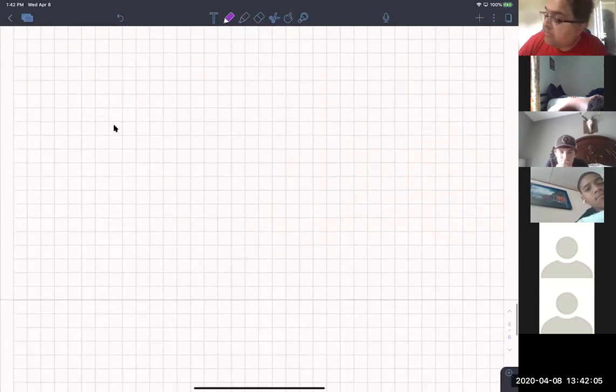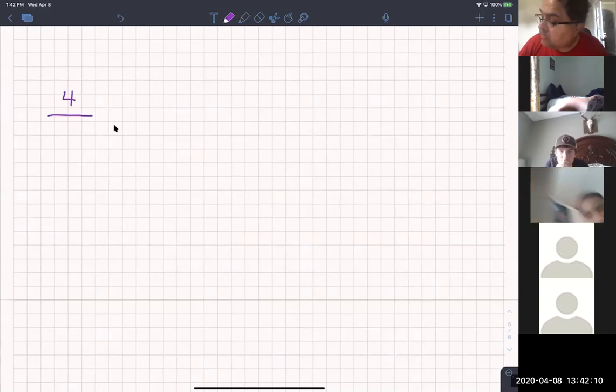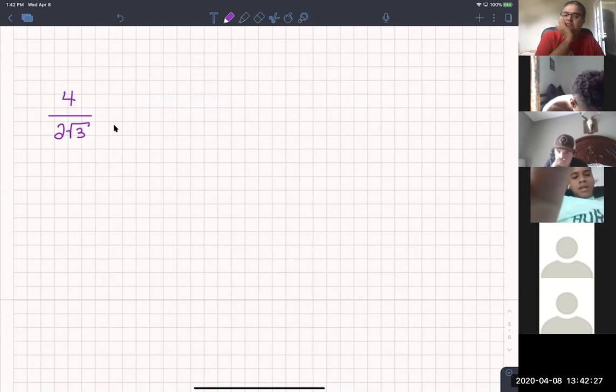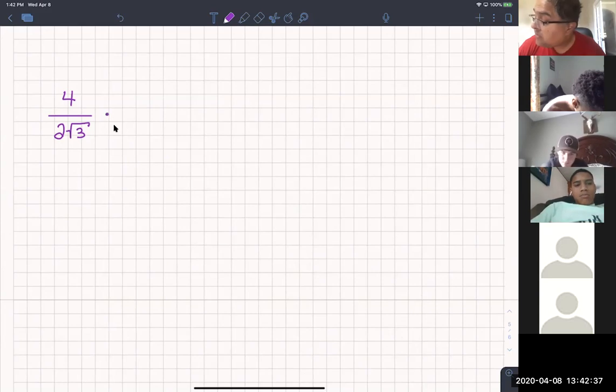Now let's take, for example, a fraction like this. What did I say yesterday we do not want to have in the denominator? The radical. So how do I get rid of that radical? Well, not by its conjugate, but in this case, since there's only one term underneath the radical, you're going to multiply both the top and bottom by what's in the radical.